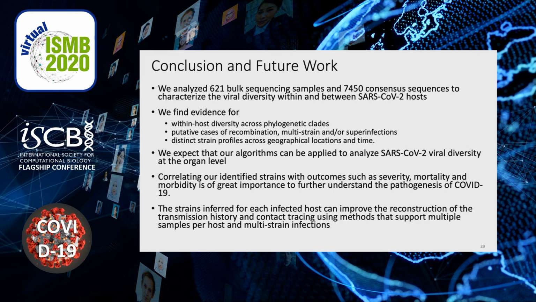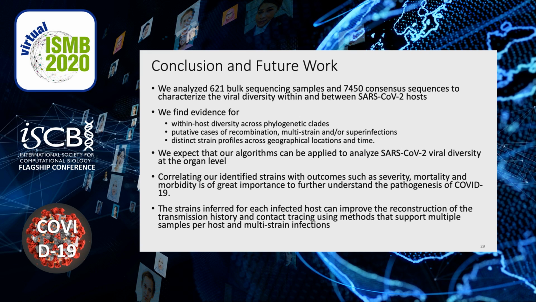In conclusion, we analyzed 621 bulk sequencing samples and 7,450 consensus sequences to characterize the viral diversity within and between SARS-CoV-2 hosts. We found evidence for within host diversity across phylogenetic clades, putative cases of recombination, multi-strain, and superinfections, and distinct strain profiles across geographical locations and time.